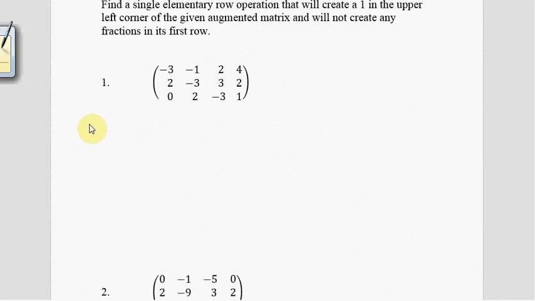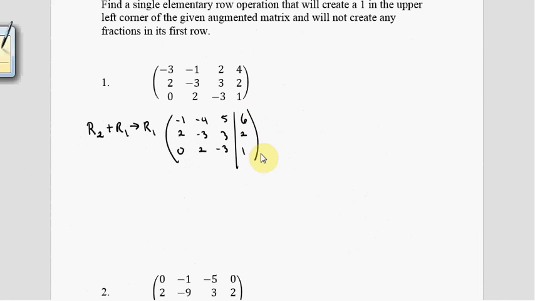So I'm going to say row 2 plus row 1. That gives us a new row 1. So this 2 minus 3 is -1. -3 minus 1 is -4. 3 plus 2, 5. And then 6 there. Just rewrite rows 2 and 3. And so what I've done here was we've added a multiple of one row to another row.